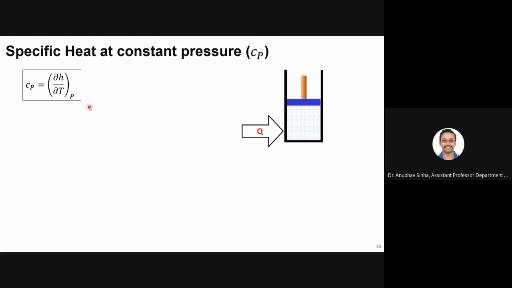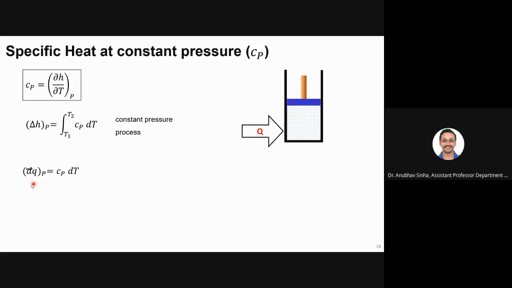So now let us talk about CP. CP can be defined as del H by del T at constant pressure. We have discussed in the last slide that if your pressure is held constant, whatever heat you supply gets converted to dH. So similarly to what we did for CV, I can say that delta H at constant pressure is equal to CP dT. Integrate between the range of temperature that you have.